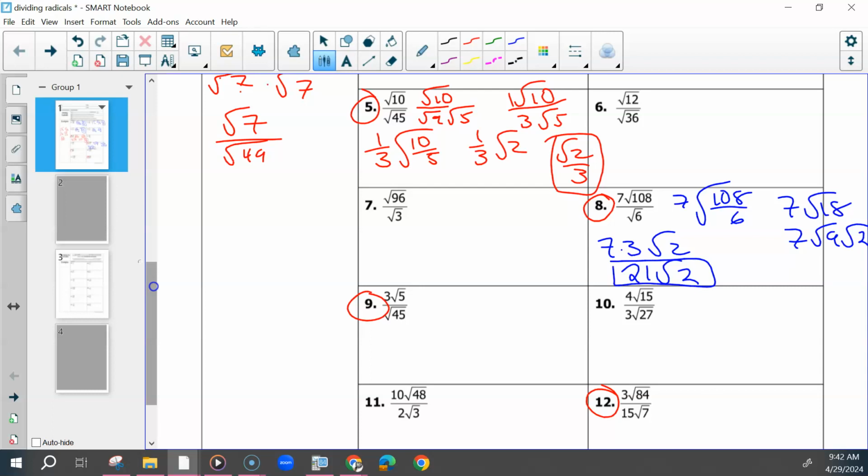So that one was probably easier steps. If you had taken the square root of 108 and started to simplify, you may have been able to divide it by 6. You may have had to rationalize it.